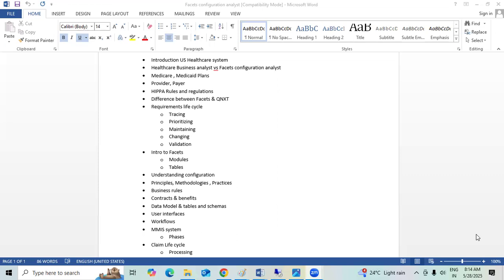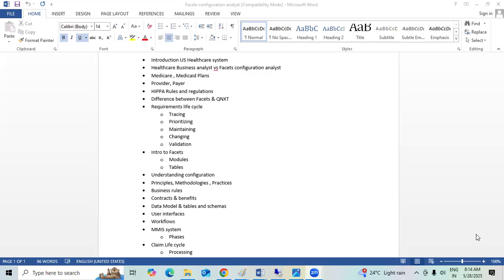So in regard to that, I start with the basic introduction about the US healthcare system, right? So how different a Facets business analyst or configuration analyst is from a healthcare BA, right? Because many people have some misconception due to ignorance, about how different a healthcare BA is from a Facets configuration analyst. This is what we are learning here.